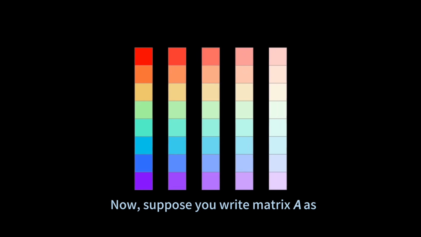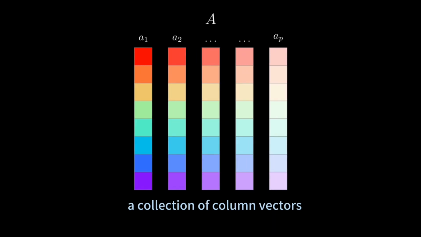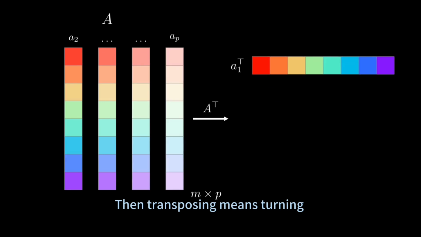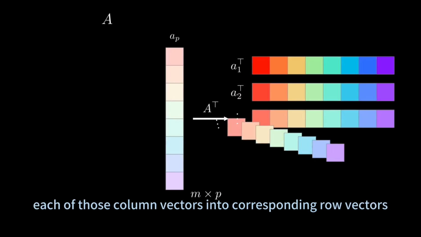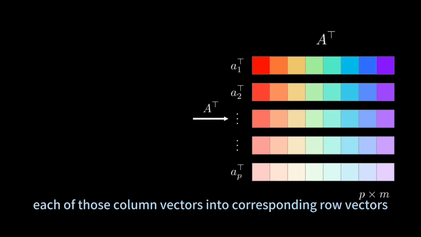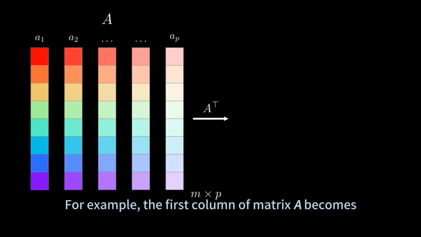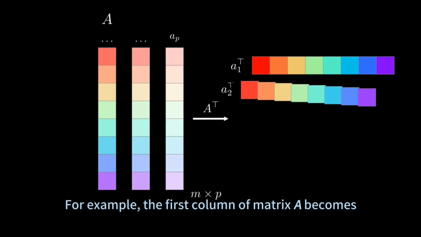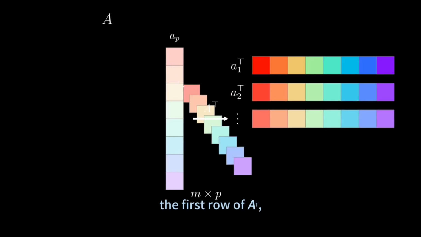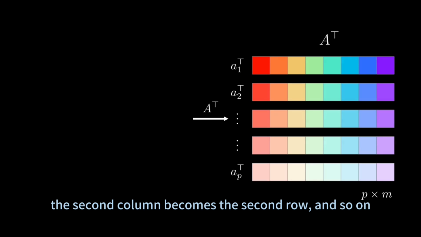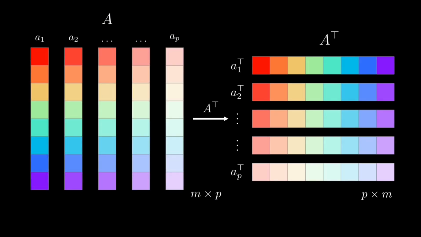Now suppose you write matrix A as a collection of column vectors. Then transposing means turning each of those column vectors into corresponding row vectors. For example, the first column of matrix A becomes the first row of A transpose, and the second column becomes the second row, and so on.